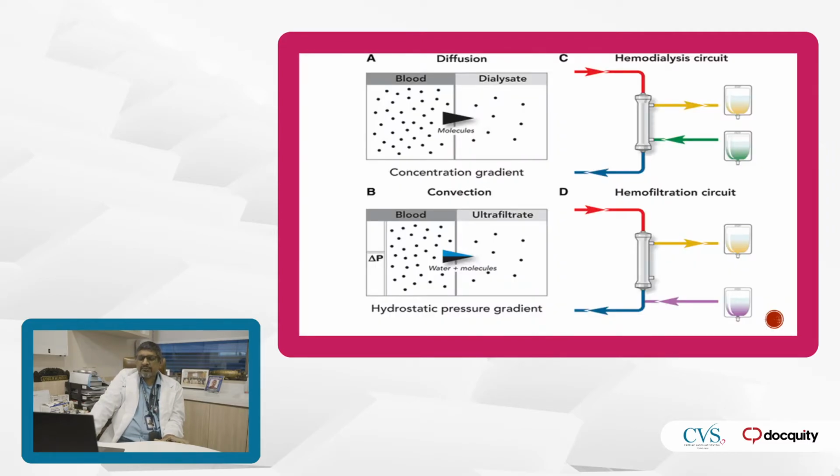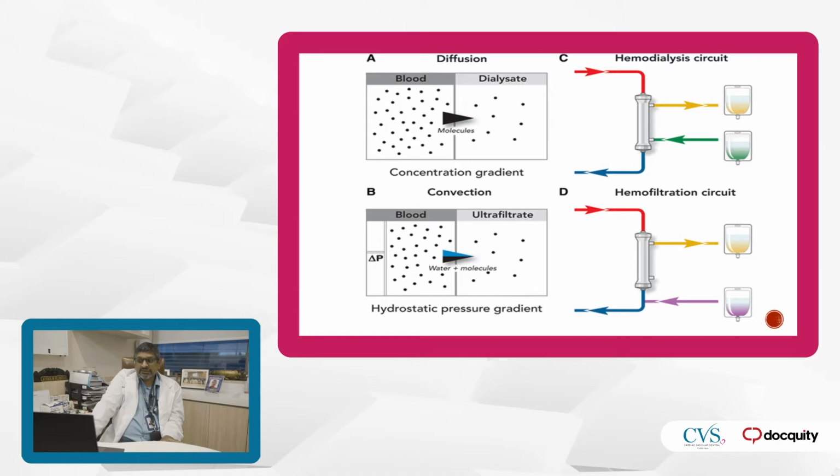So what's the difference between hemodialysis and hemofiltration? In hemodialysis, the method of removal of solutes is by diffusion, because you run a dialysate in the dialysate chamber, and the dialysate contains fewer toxins, less urea, whereas there are higher concentrations of urea and toxins in the blood. By diffusion, the urea moves from the higher concentration to the lower concentration. So it's by a method of diffusion.